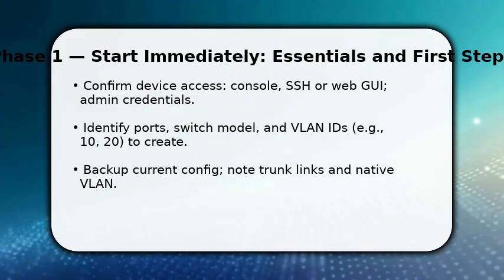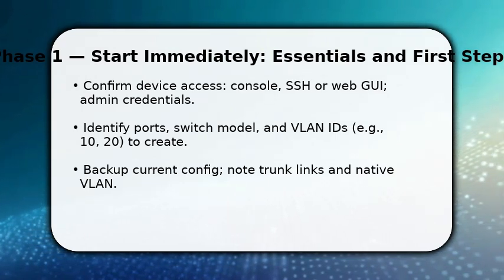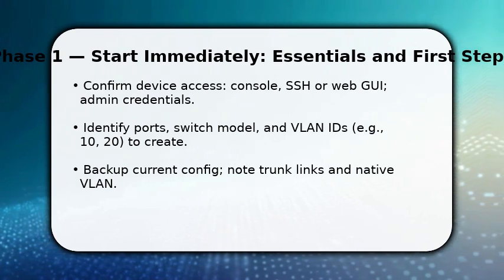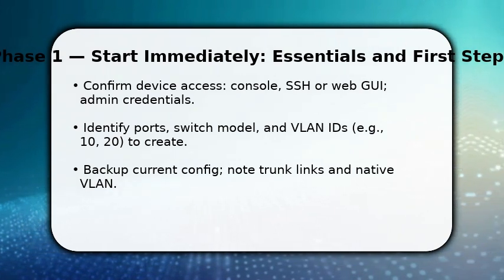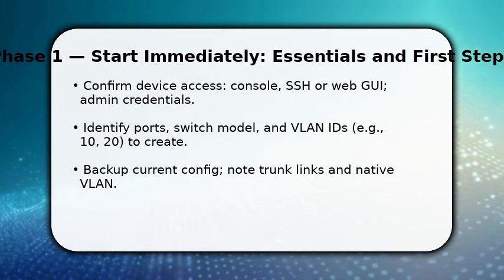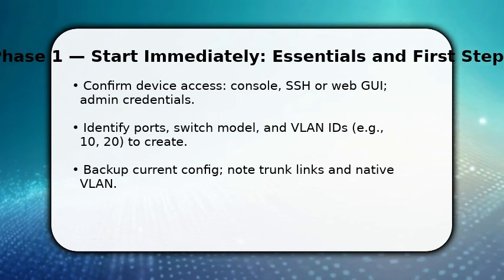Enjoy the video. You start by confirming access to the switch and having admin credentials ready. Log in via console or SSH. Once connected, check running config to find existing trunks and native Vlan. Next, decide Vlan ID and names, Vlan 10 for users, Vlan 20 for guests, for example.